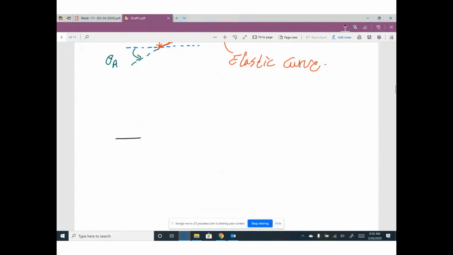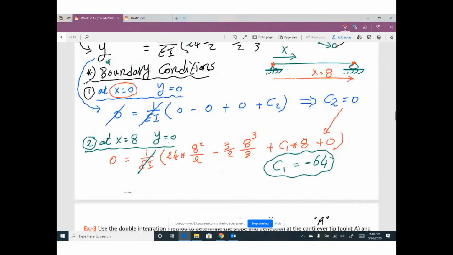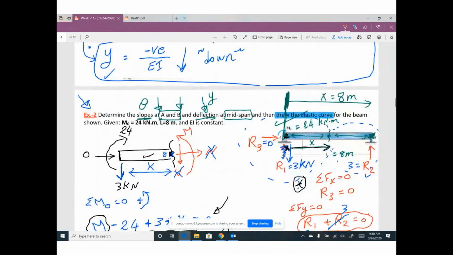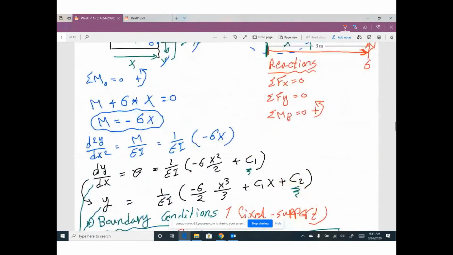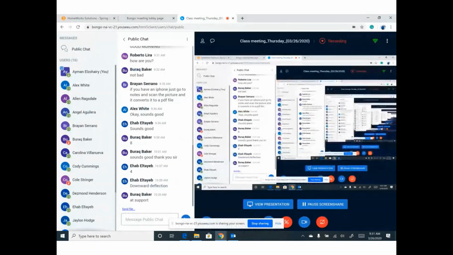Your problem in the exam will be one of them: a simply supported beam, that means we have a hinge or roller, or a beam with fixed support from one side. Nothing else except these two shapes. So we don't have many ideas in this topic, the double integration method. You have to guarantee this problem in your coming exam will be very easy. Any question?